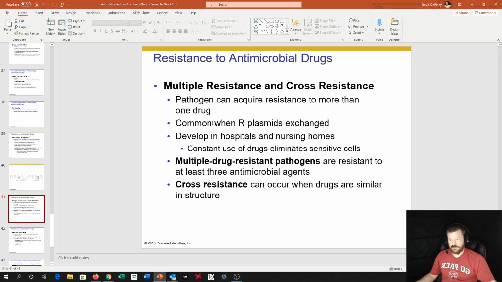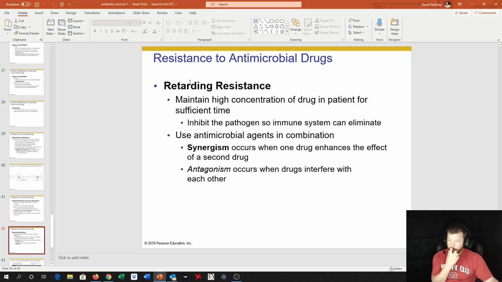So if I already have one microbe that has a resistance plasmid and it picks up another one, now it's multiple resistant. We tend to call those superbugs, multiple drug resistant pathogens. Those are the MRSAs essentially of the world.